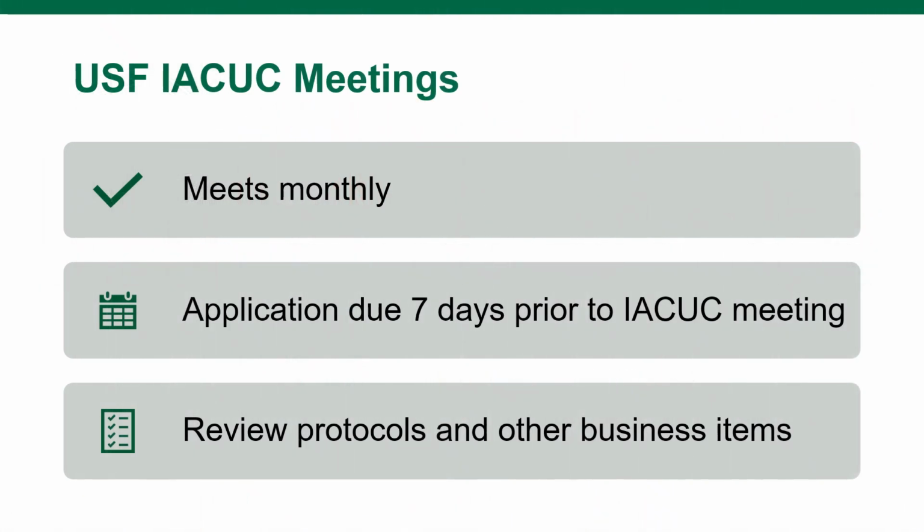The USF IACUC meets monthly, usually on the 4th Friday of each month at noon, except for the months of November and December, when the meeting is held earlier in the month to accommodate holidays. A quorum of 5 members is required to convene the USF IACUC meeting. Submissions of IACUC applications are due 7 days prior to the IACUC meeting. This allows members sufficient time to review protocols prior to the meeting. At the meeting, these protocols will be brought for review, followed by other business items to be addressed.